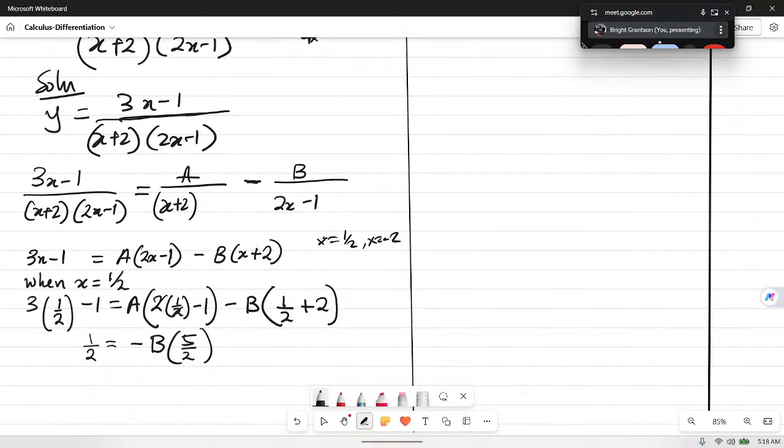Then make b the subject. So you divide both sides by 5 over 2. Just move this one, this one is multiplying. Just move it to the other side. So half divided by 5 over 2. As we are saying, negative b then equally becomes half times 2 over 5.